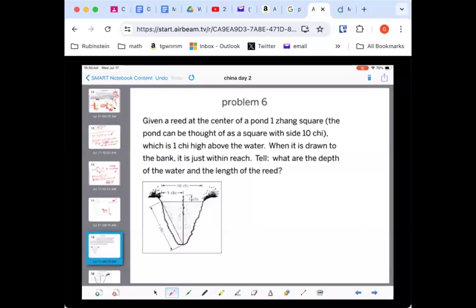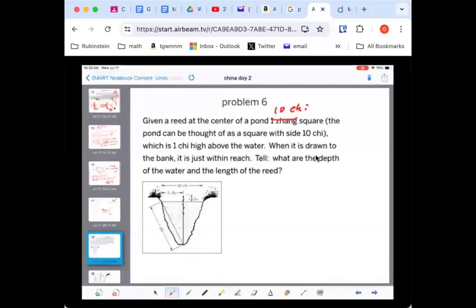Here is the third of the 6 questions. Now, this one's kind of confusing. It says, given a reed at the center of a pond that's 1 zang. A zang is 10 chi. So on a test, I would not use multiple units. I'll just use chi for everything. I won't have conversions. The pond is a square with side 10 chi.